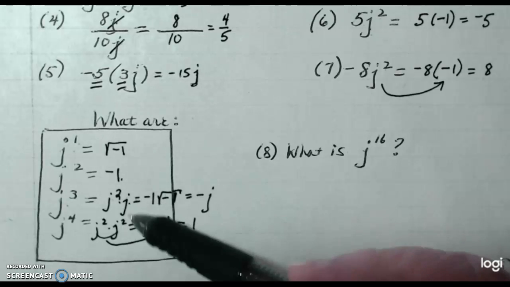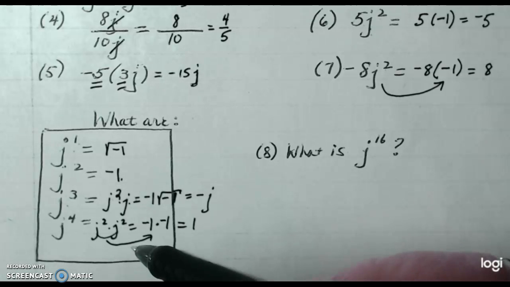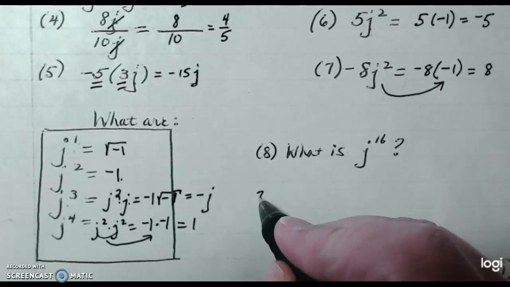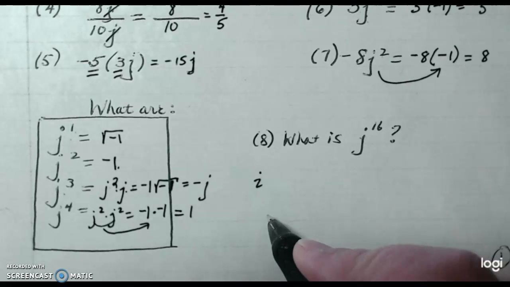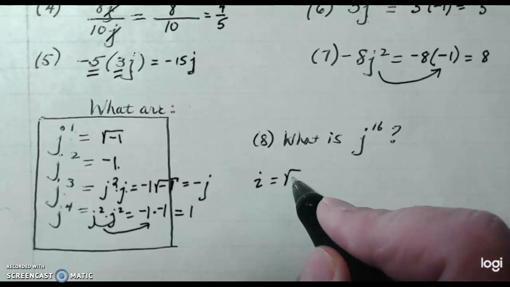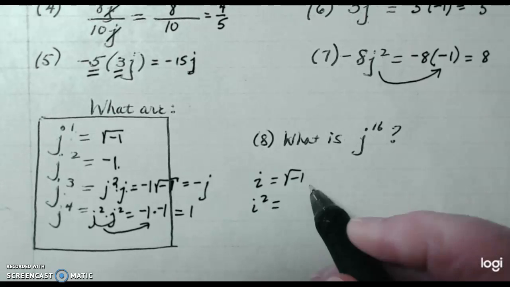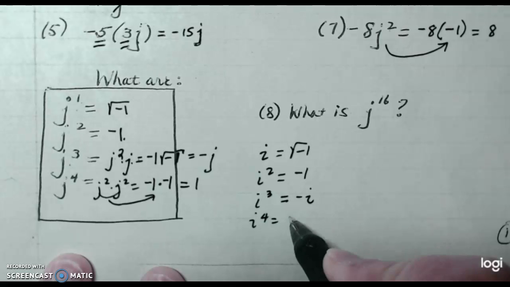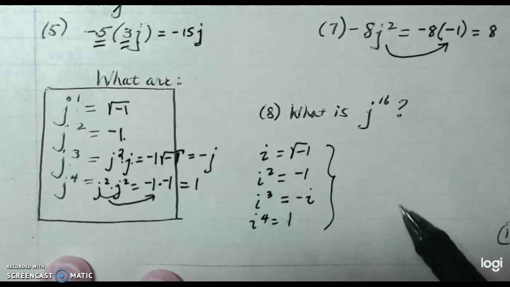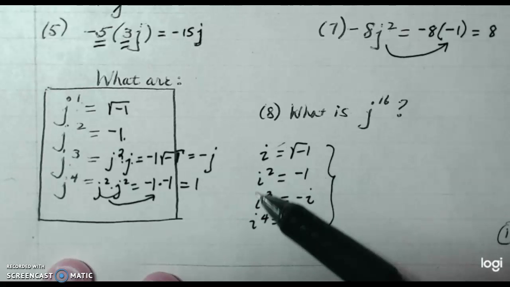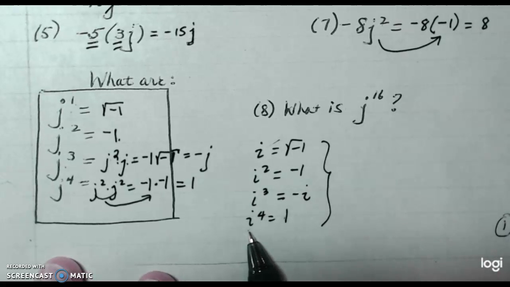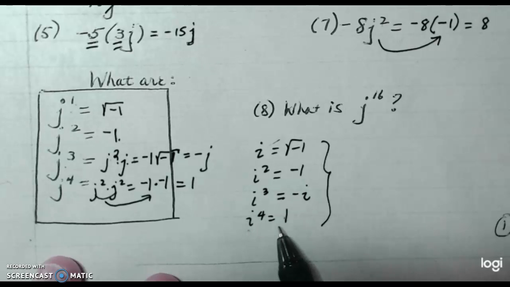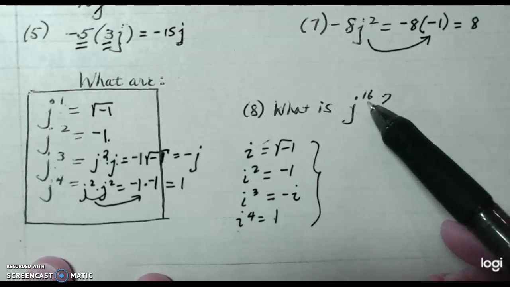So for the first four values of j to a power, or i to a power, and I'm going to use i just for comparison because they should be identical, i equals the square root of -1, i squared equals -1, i to the third equals -i, and i to the fourth equals 1. And these are values that you can put in your calculator, since most calculators use the value i. You can put in i raised to the fourth, and it will tell you that's equal to the value of 1.